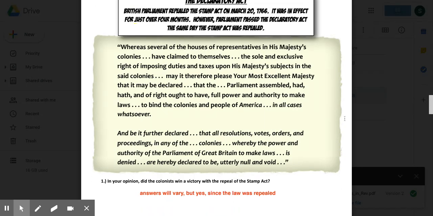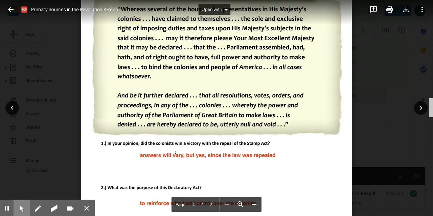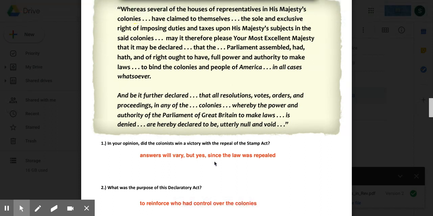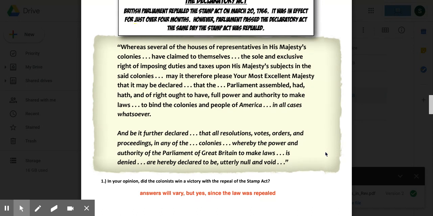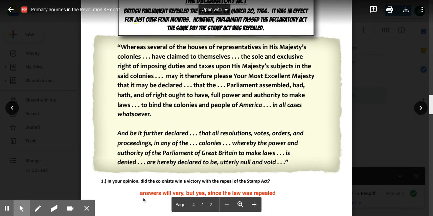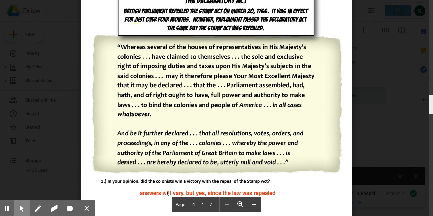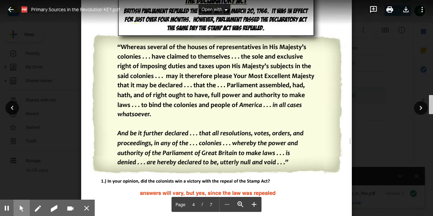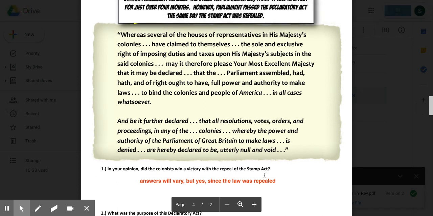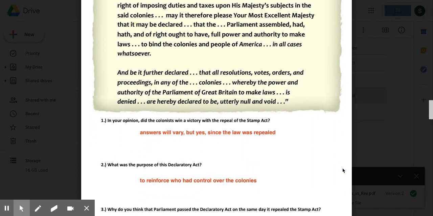let's move on. The Declaratory Act. All right. So, question 1 says, in your opinion, did the colonists win a victory with the repeal of the Stamp Act? This is a question where you guys are going to have a lot of different answers. You see where I wrote down for myself, answers will vary. This is one where I would have gone around the class and asked for like 5 or 6 of your opinions or answers, which I always love to hear from you guys. But in my opinion, not that there's necessarily a right or wrong answer with this question, you could have said yes, that this was a victory since the Stamp Act was eventually repealed, but you could have argued no in the same sense too.